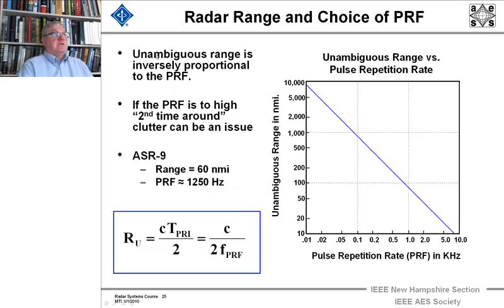So let's start at the top over here with the bullets. The unambiguous range, as we've shown you, is inversely proportional to the PRF. If the PRF is too high, second time around clutter can be an issue. That is to say, if we set the PRF at 5 kilohertz, as was shown in the previous graph, we'd be ambiguous in range.